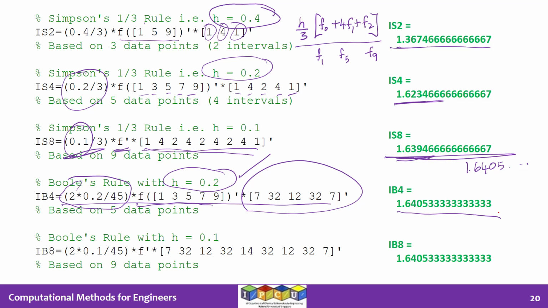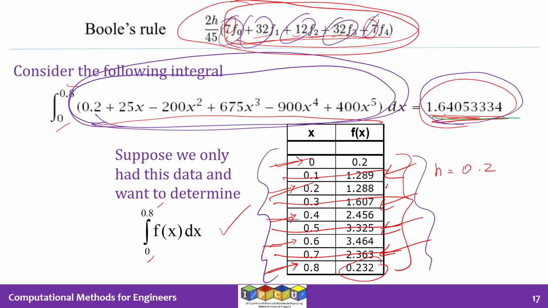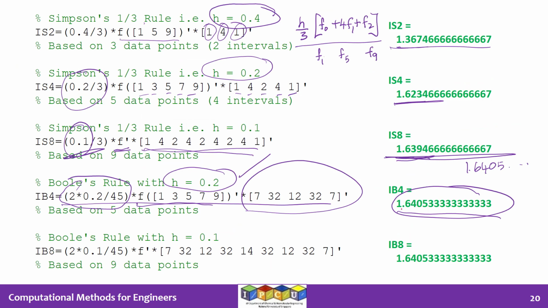Absolutely nailed it almost, right? So this is pretty good. If you look at the true answer, it is 1.6405, 3 threes and then a 4. This is almost there, exactly there in fact. Boole's rule with h is equal to 0.2 works. You don't even have to use all the 9 data points. Just based on 5 data points, you get a fantastic answer.